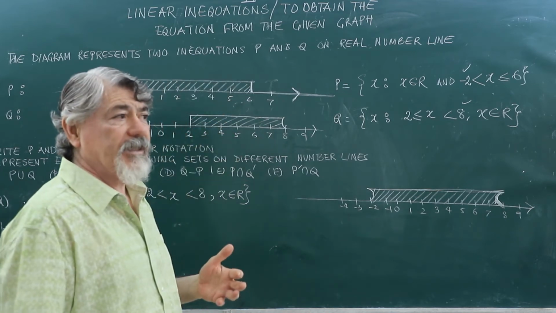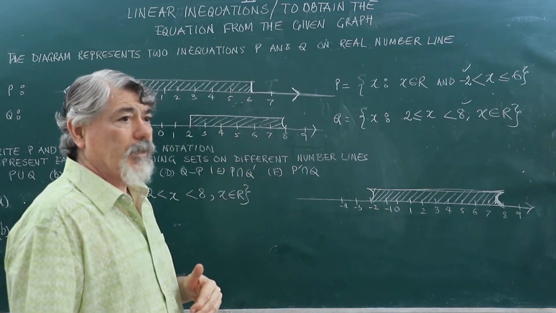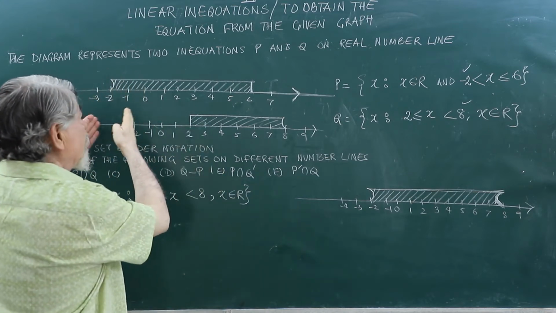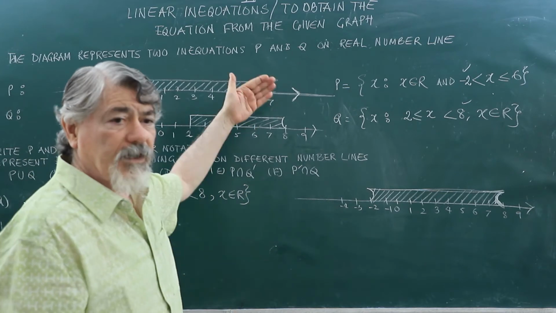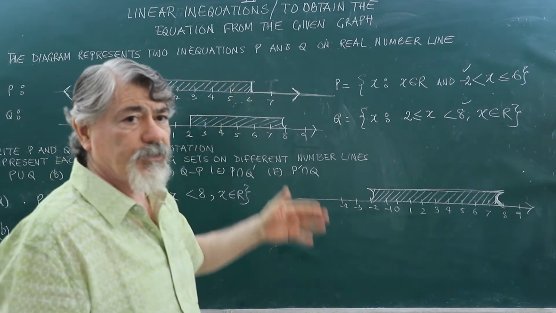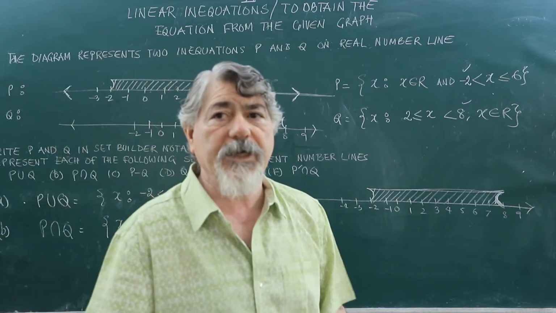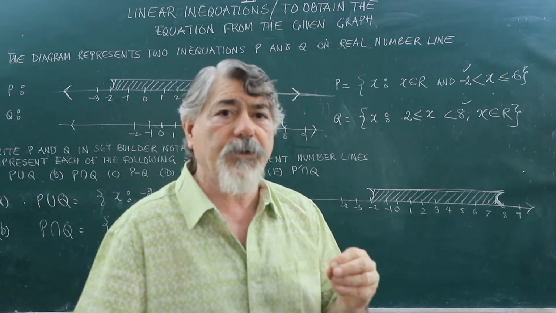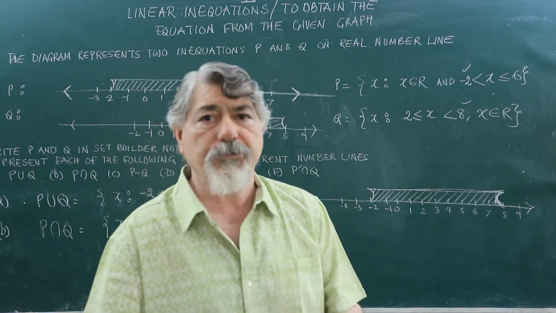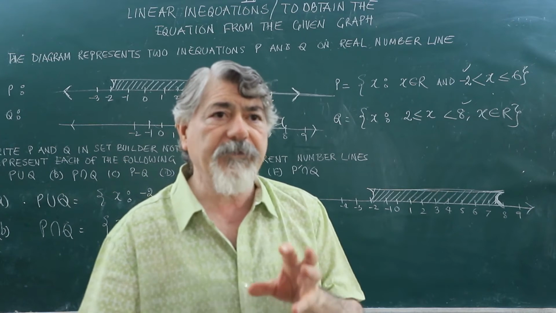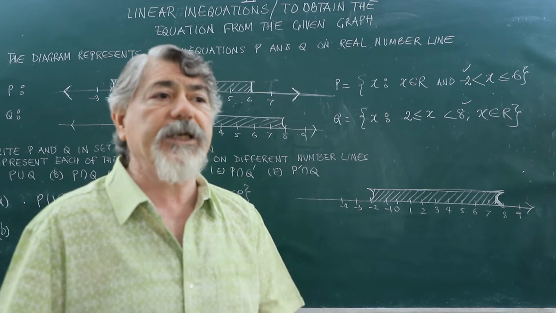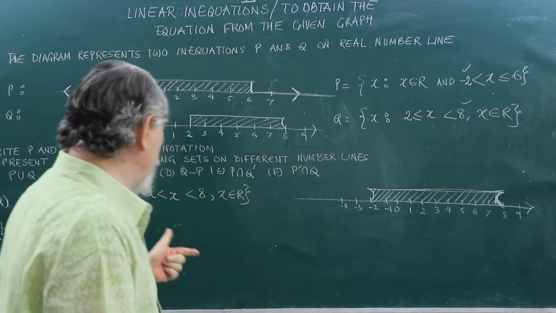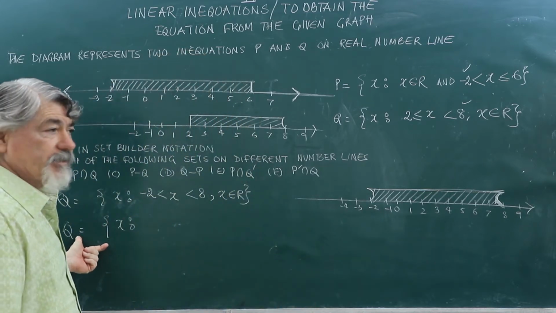The elements which are there in P as well as in Q will be included. The elements which are only in P will not be included in this. The elements which are only in Q will not be included in P intersection Q. In P intersection Q, the elements which are part of P and Q both, they will be elements of P as well as elements of Q. Then only we will include them in P intersection Q.